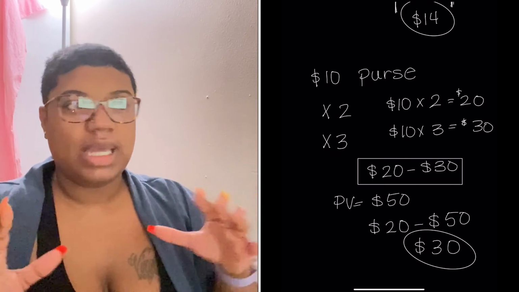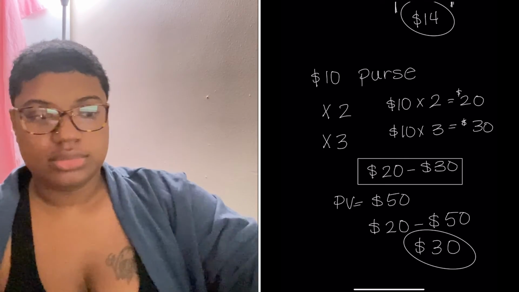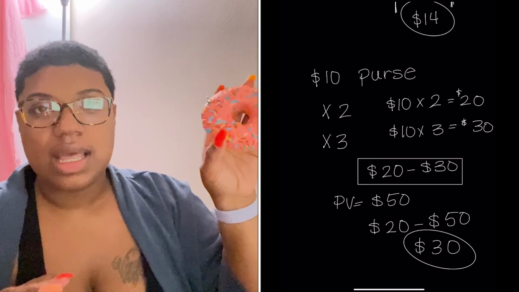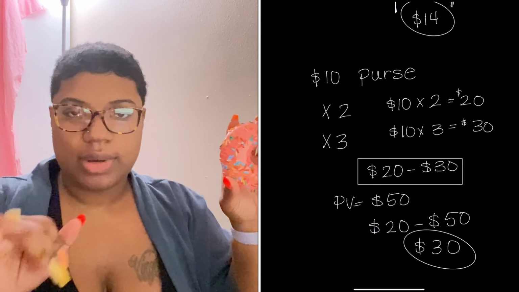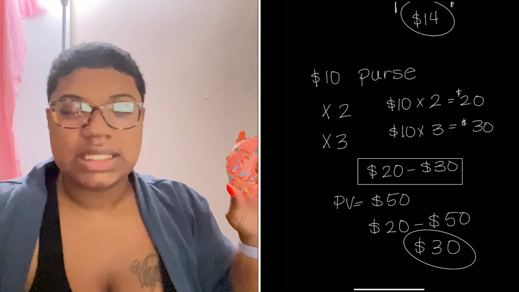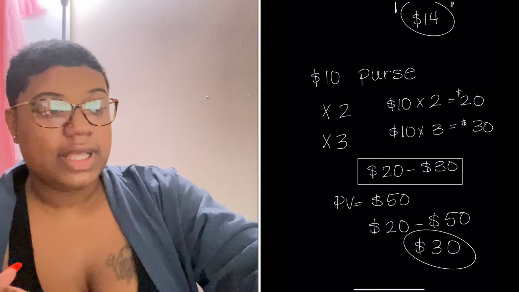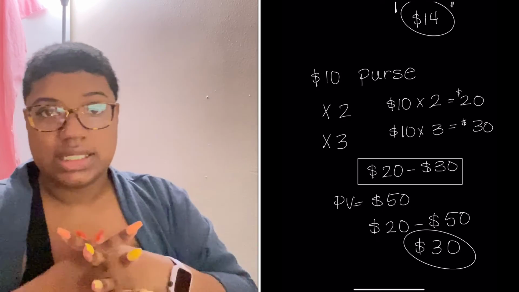If I see everybody's selling little plastic donuts for $10, I'm probably gonna stick around that price. I'm not gonna make it $19.99. I'm gonna stick around that price. So that's pretty much how I do my pricing.